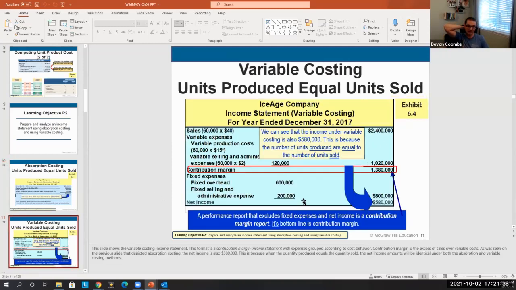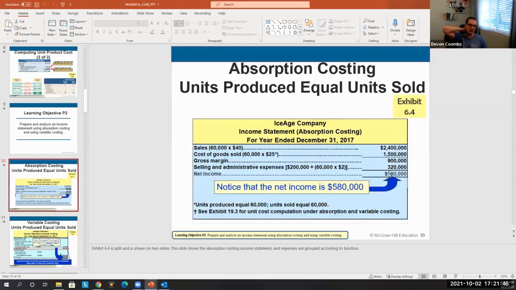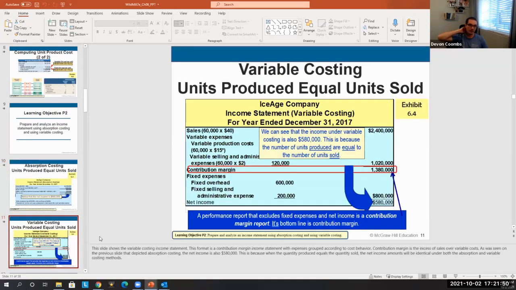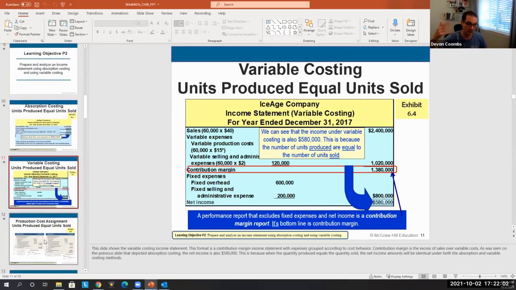But if the amount of units produced equals the amount of units sold, we'll always get the same net income between the absorption costing and variable costing. So if our numbers produced don't equal the numbers sold, we'll get a difference because of the timing of inventory, and because our inventory product costs are different.